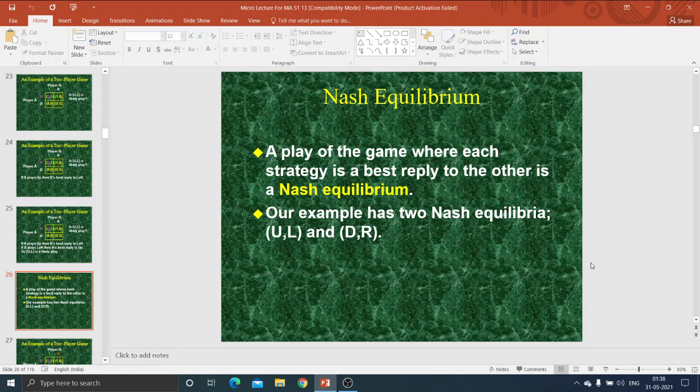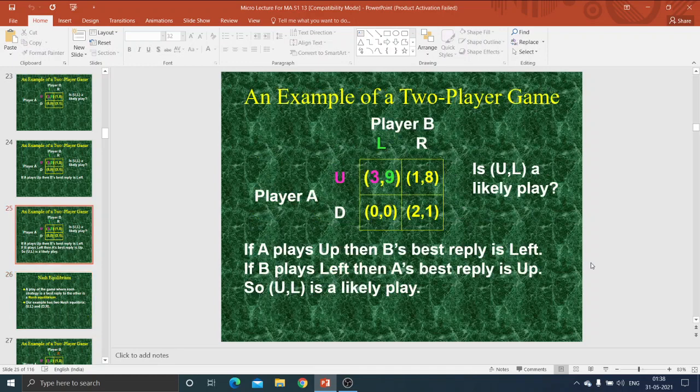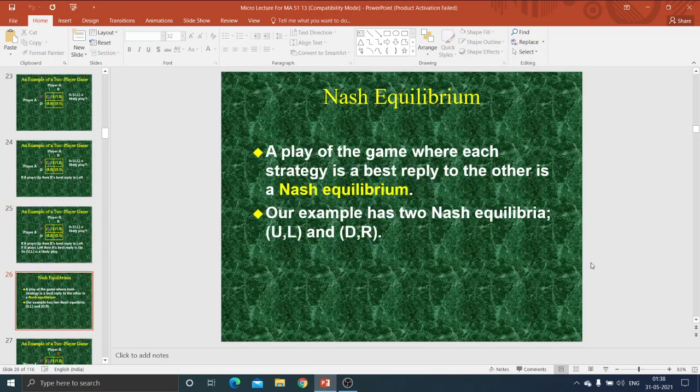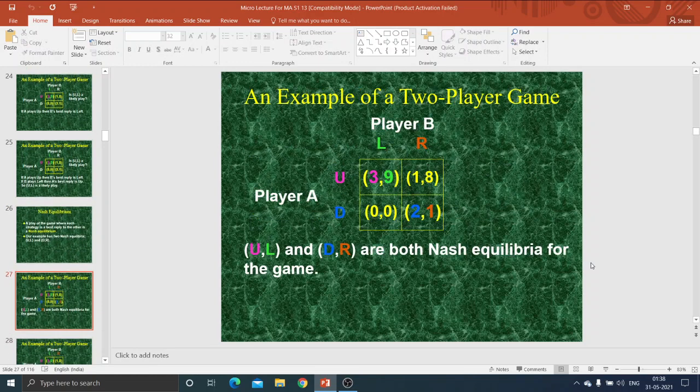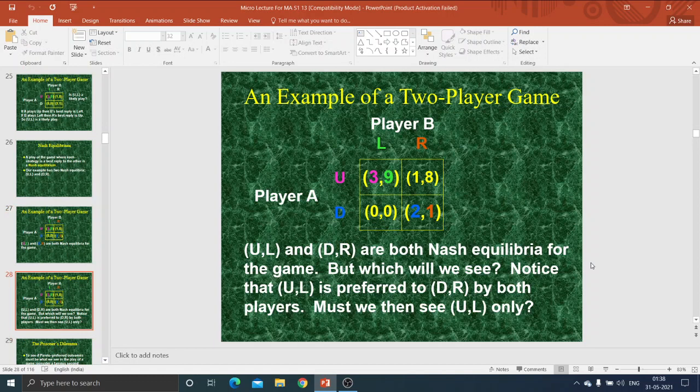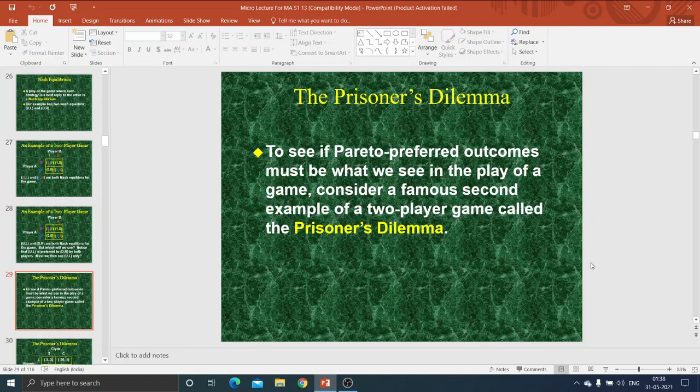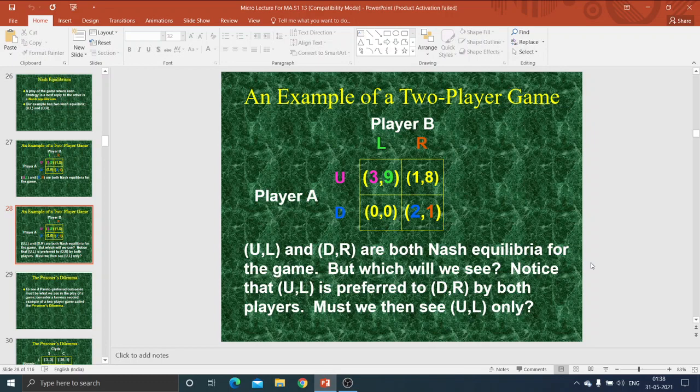So our example has two Nash equilibria. As I said, your 3-9 and 2-1 are the two Nash equilibria here, that is up and left and down and right. So UL and DR are both Nash equilibria for the game in this payoff matrix, but which will we see? Notice that UL is preferred to DR by both players. Must we then see UL only? This is another question we have to address. I will come to this point later.